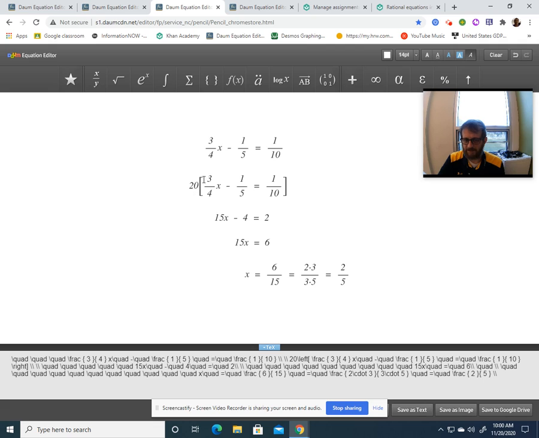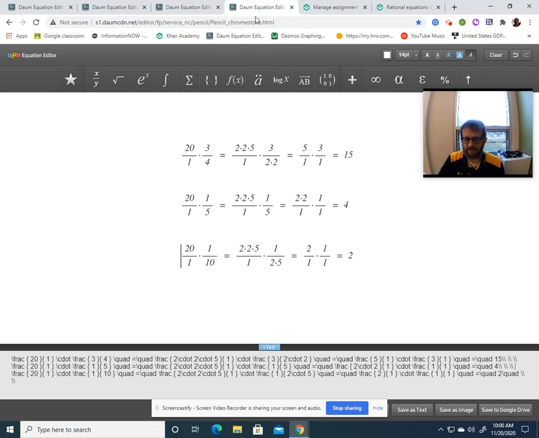So I take 20 times 3/4 x. Here is 20 over 1 times 3/4. I'm going to show you how I would do this. The way I would teach this is to factor tree everything. If you factor tree 20, you write 20 and break it down into factors. When you're done, 20 factor trees into 2 times 2 times 5. The 3 is still sitting there. And 4 factor trees into 2 times 2.